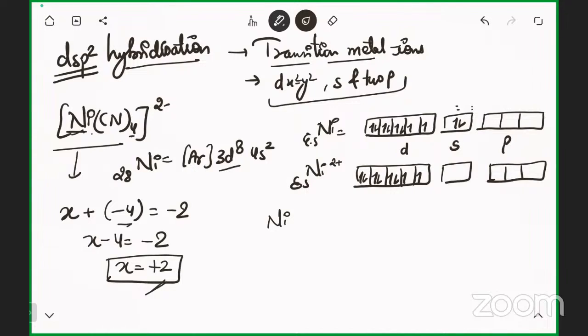The element which you have to calculate, you have to always calculate the central metal atom. So central metal atom is nickel. So I'm taking it as X. You have to add all the things. CN is -1 into 4, -4. The total charge on this complex is -2. So I'm putting it as -2 here. If there is no charge, you'll write 0 here in place of -2. So now just calculate the value of X.